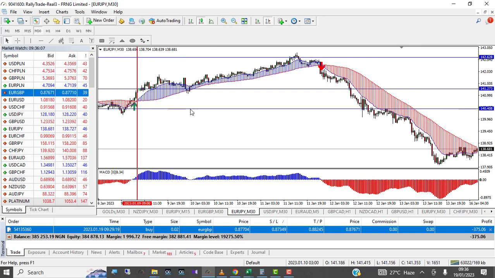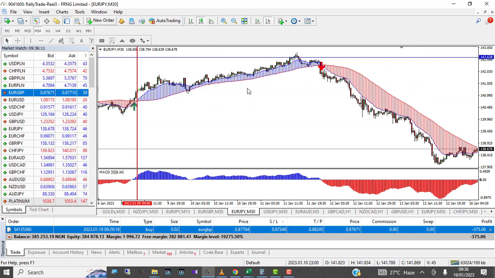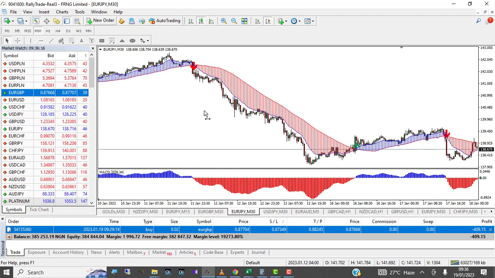Okay, now again, that's for the bullish signal. Let's also look at the bearish signal before we shut down for this particular video. Okay, now the arrow again points down. So once the arrow points that way, it indicates price is going down now.